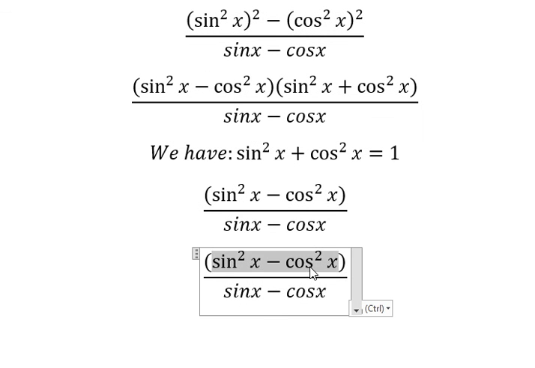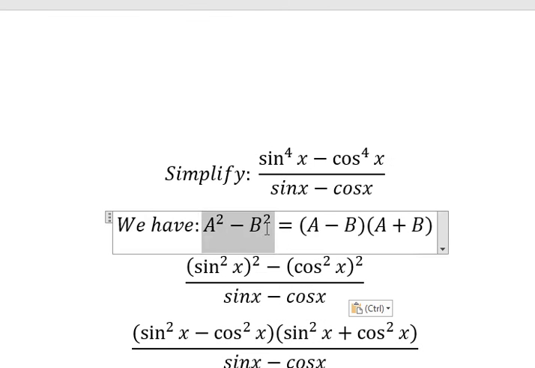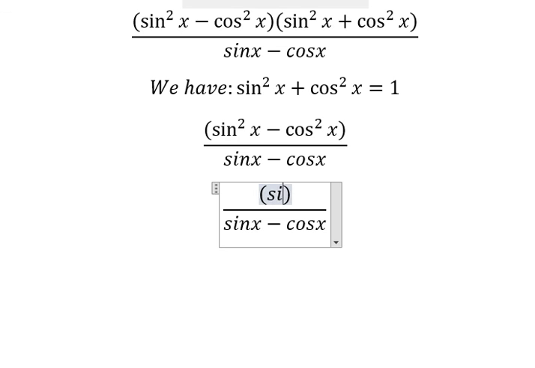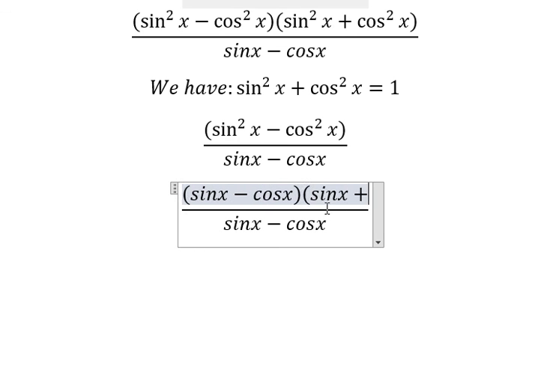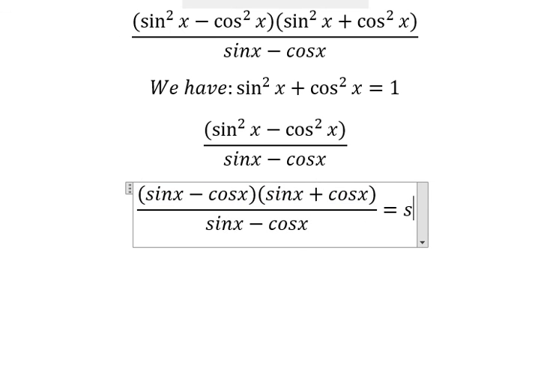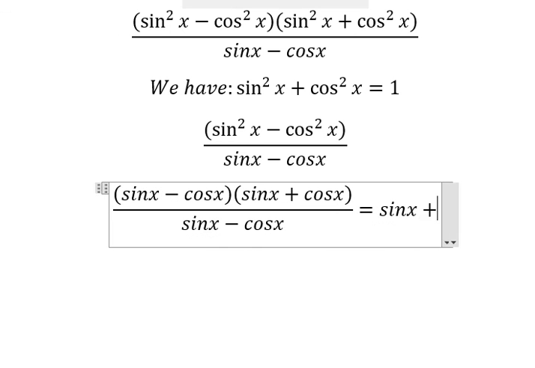And this one is about this one. Now we need to transform it into sin x minus cosine x and sin x plus cosine x. Now we need to simplify this one and this one. So we have sin x plus cosine x.